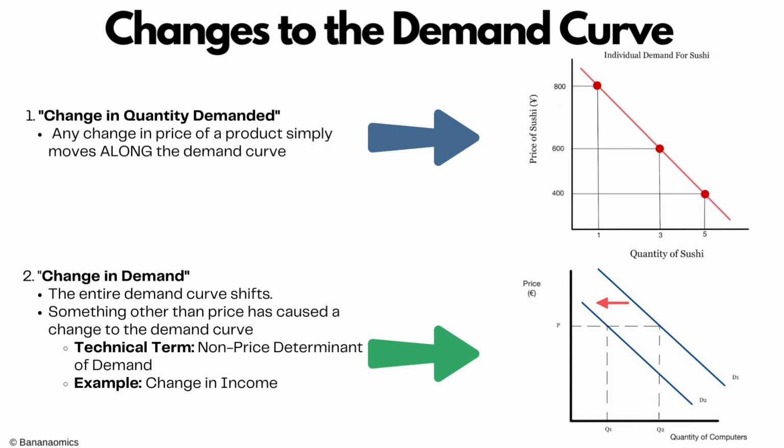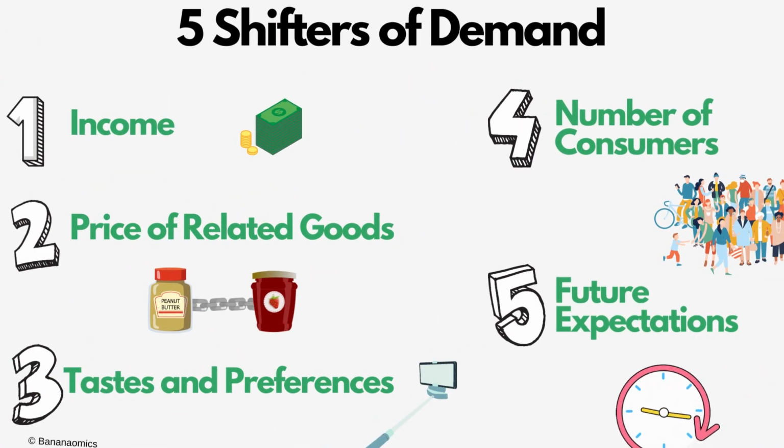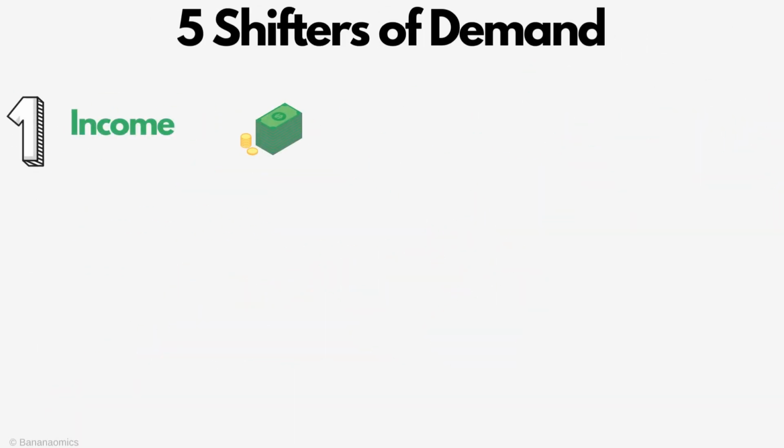But what happens when some external factors come into play? That's where the shifters or non-price determinants of demand come in. These factors can cause the entire demand curve to shift to the left or to the right. There are 5 shifters of demand: income, price of related goods, tastes and preferences, the number of consumers, and future expectations of price.